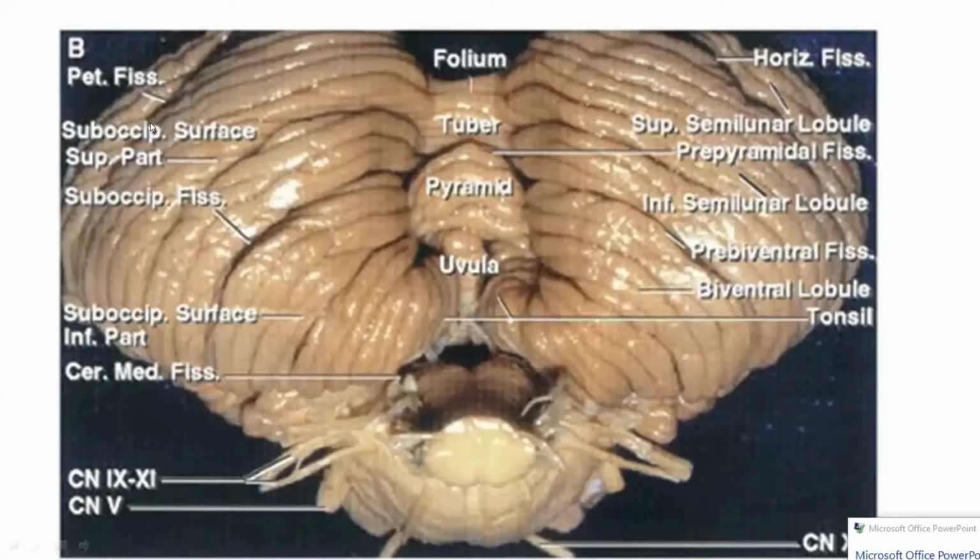So this is the petrosal fissure that is extending onto the surface from the petrous surface. This is the suboccipital or the primary fissure that is separating it into an upper and a lower portion. And here you could see this is the suboccipital surface clearly. This is the tonsil again. This is the superior semilunar lobule, followed by the inferior semilunar lobule. This fissure is the pre-biventral fissure, and inferior to it would be your biventral lobule.